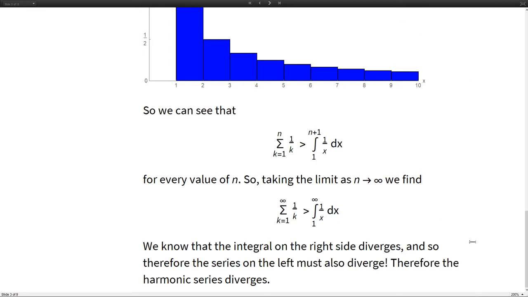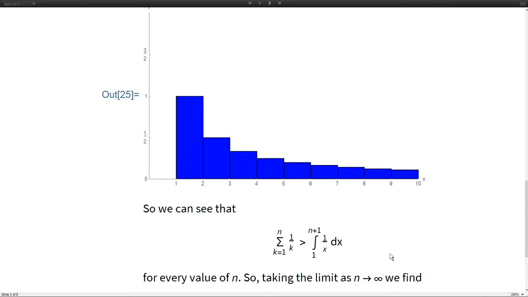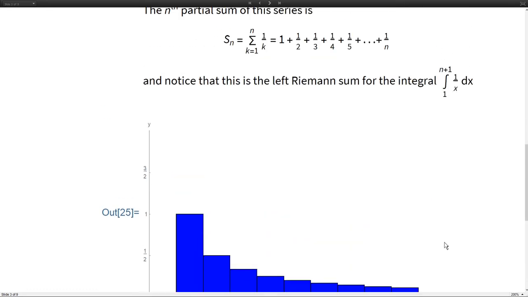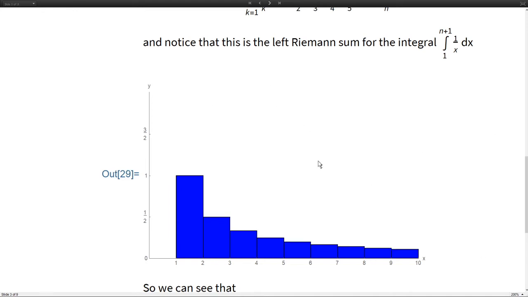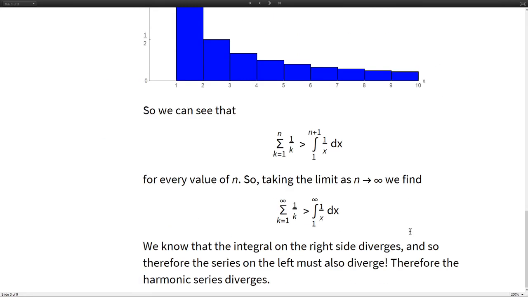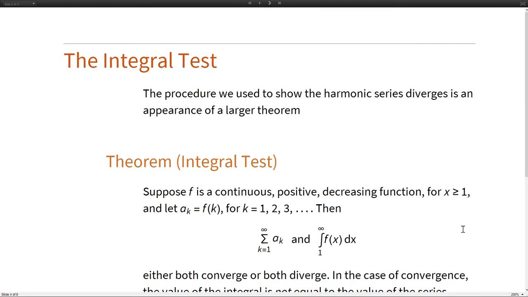So this concept here that we did for the integral test, this actually does generalize a little bit. And this gives us something that we call the integral test. So what is the integral test?